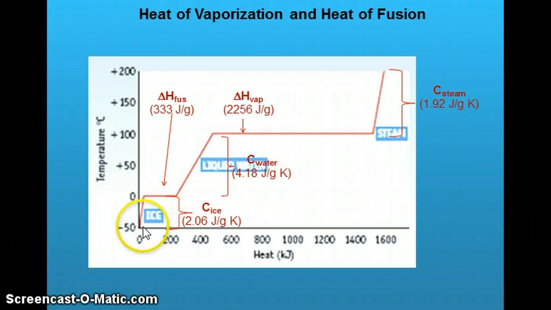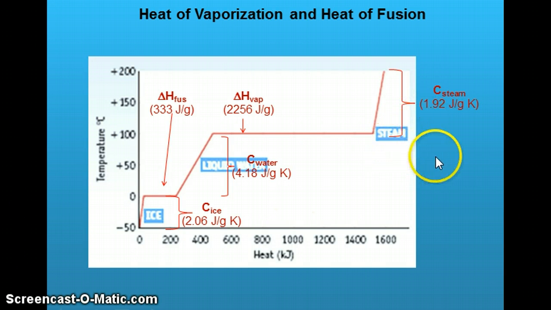All right? And it's the amount of energy that you have to add to raise 1 gram of ice 1 degree Celsius or 1 Kelvin. So you would need to add 2.06 joules for every 1 gram to get 1 gram of ice to go up by 1 degree. All right. For water, what that represents is that you would need 4.18 joules to raise 1 gram of water up by 1 degree. And for steam, it's 1.92 joules to raise 1 gram 1 degree.